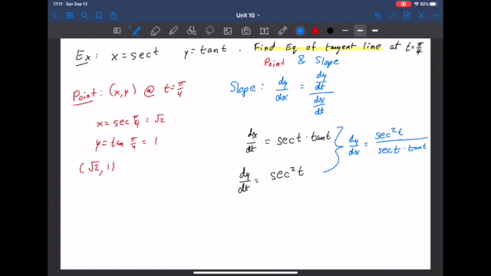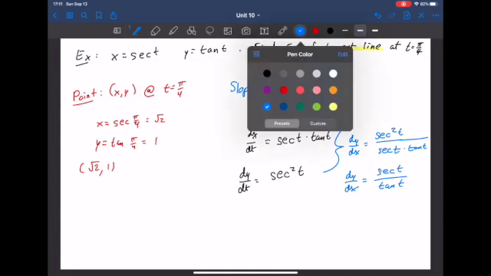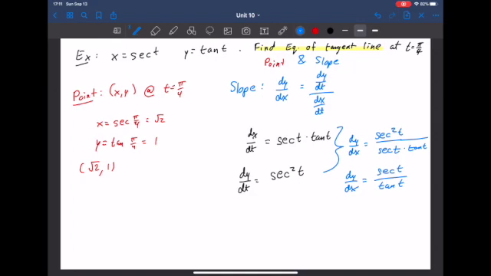Which of course can simplify to secant t divided by tan t. And you could simplify that, but I don't really need to. And that would be the equation of this parametric curve. And notice I'm not graphing this. I don't really care what it looks like. We could find out using a table, not so much using any identities or something.